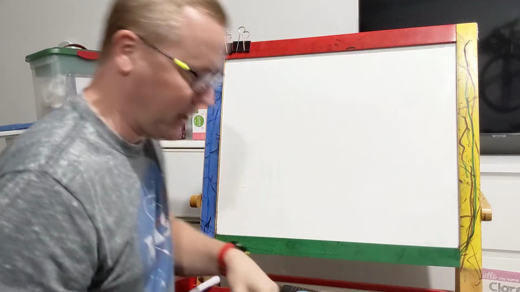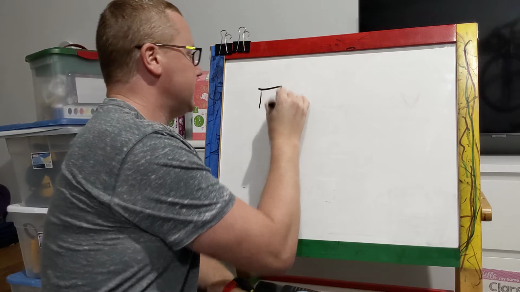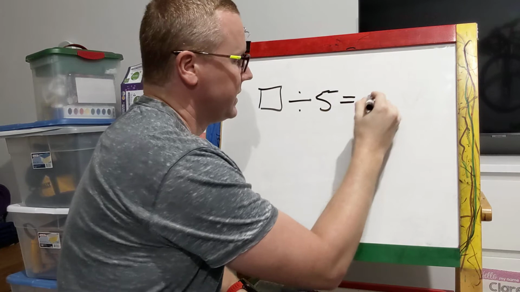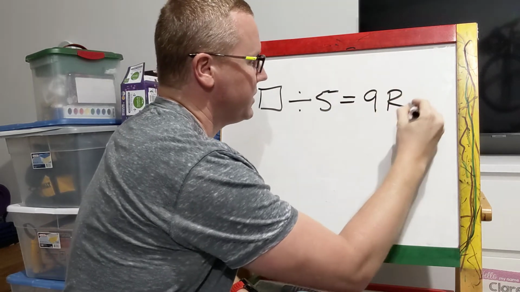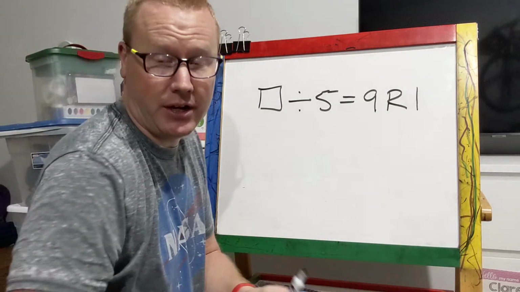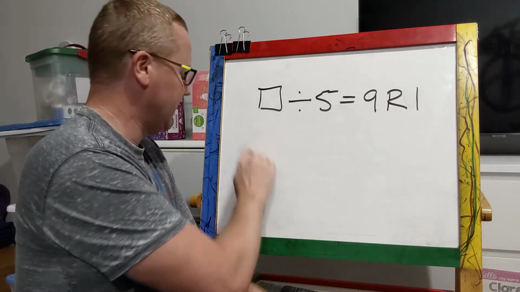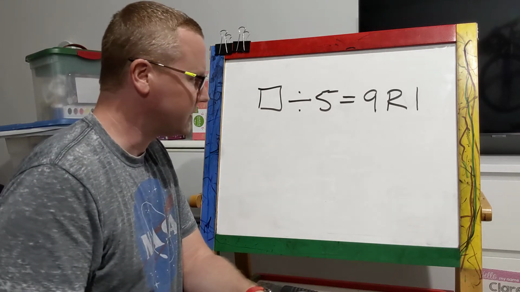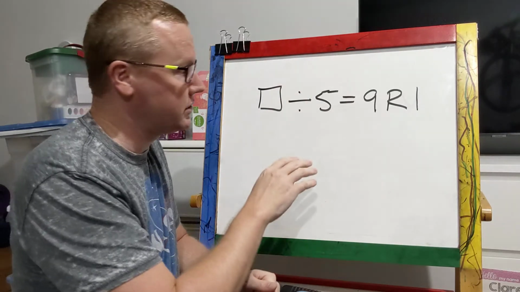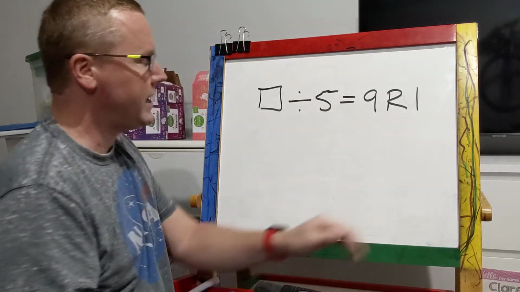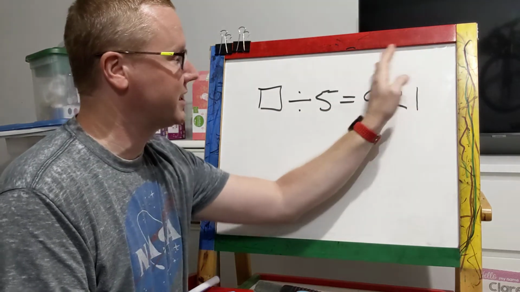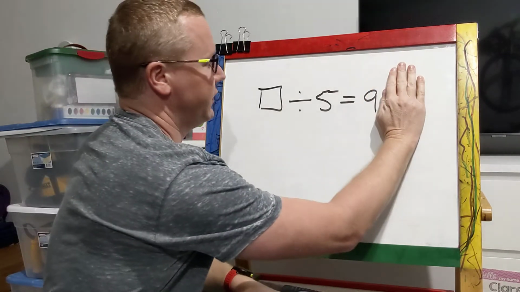I want to do one last problem here. I have something divided by 5 equals 9 remainder 1. So now we have a division problem where we have the remainders. You guys are getting pretty good at finding the remainders, but now we have to figure out what our original problem is. So some of you, it might pop into your head right away. Right now, let's just ignore this remainder part. We're not going to ignore it forever. We're going to come back to it. Let's figure out this first part.